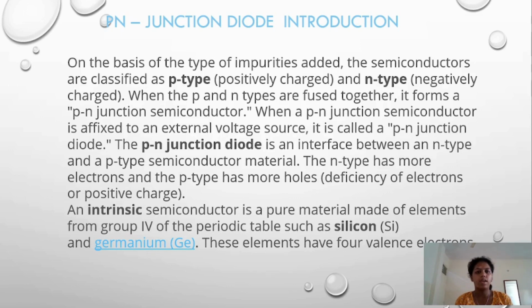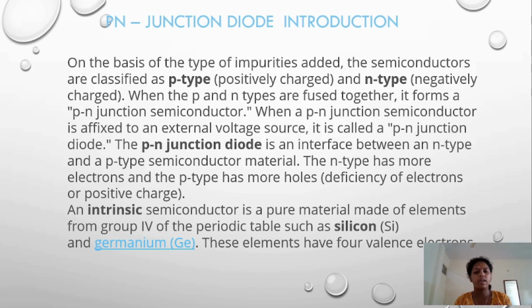PN junction diode introduction. On the basis of the type of impurities added, the semiconductors are classified as p-type, positively charged, and n-type, negatively charged. When the p and n-types are fused together, it forms a PN junction semiconductor. When a PN junction semiconductor is affixed to an external voltage source, it is called a PN junction diode. The PN junction diode is an interface between an N-type and a P-type semiconductor material. The N-type has more electrons and the P-type has more holes, a deficiency of electrons or positive charge.